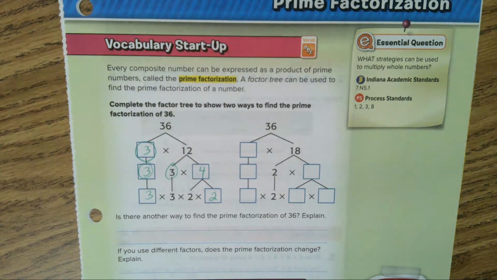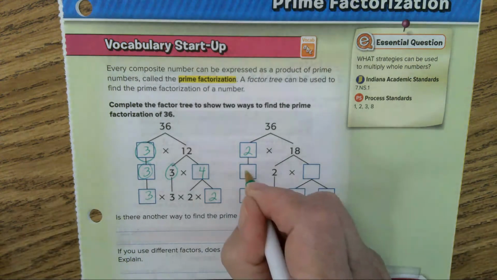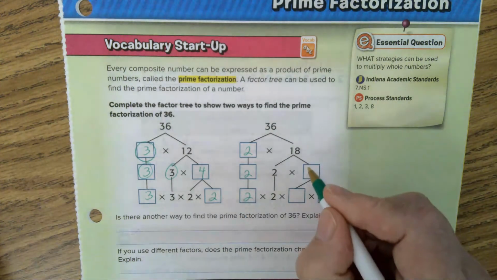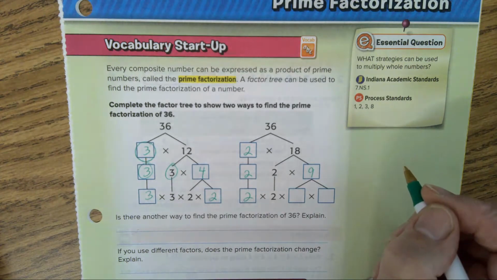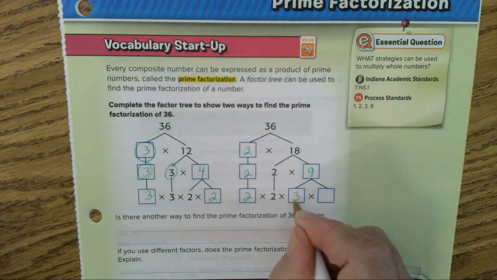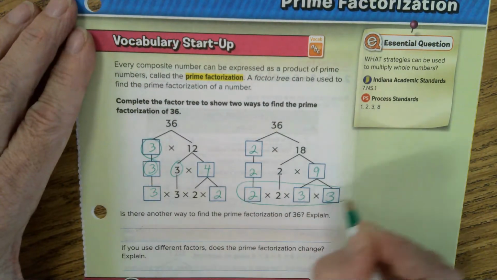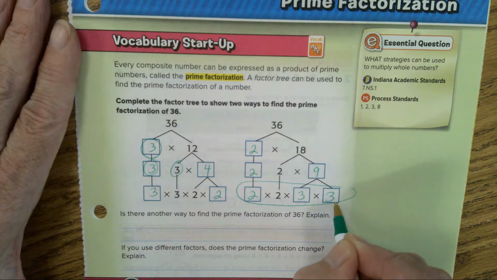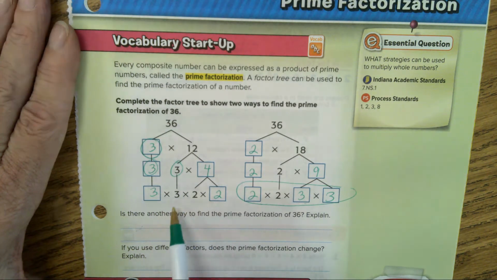Now, we have another way of doing it. Let's complete these boxes. 2 times 18 is 36. Bring the 2's down. 18 is not prime. 2 times 9 is 18. And 9 is not prime. 3 times 3 is 9. Now, we end up at the very end with 2 times 2 times 3 times 3. We'll give you the same answer as this one. You have 2 2's and 2 3's.